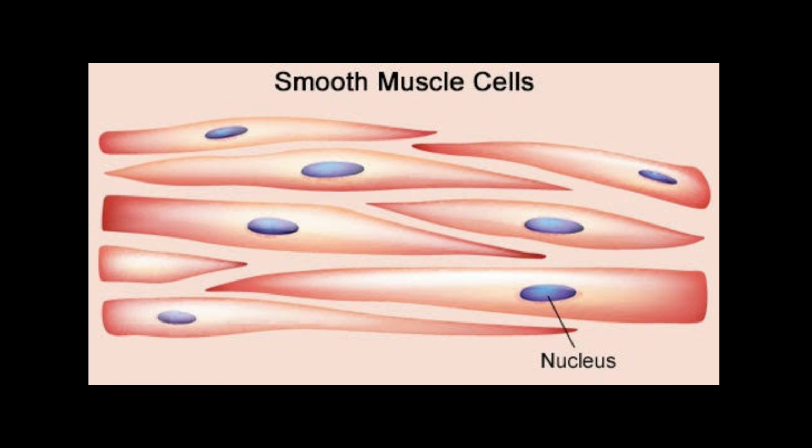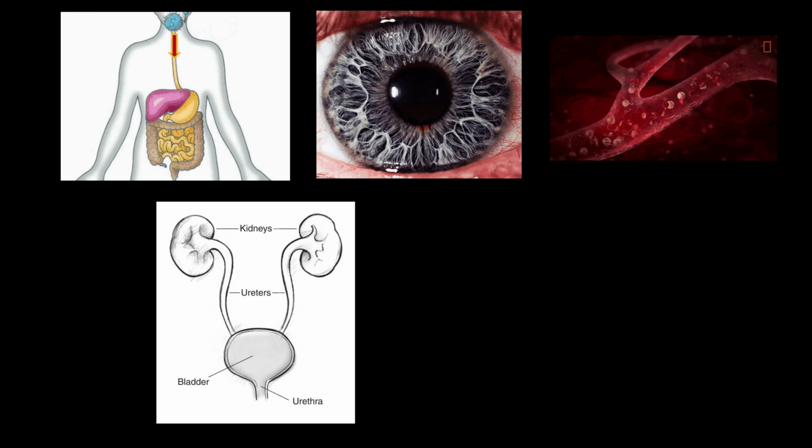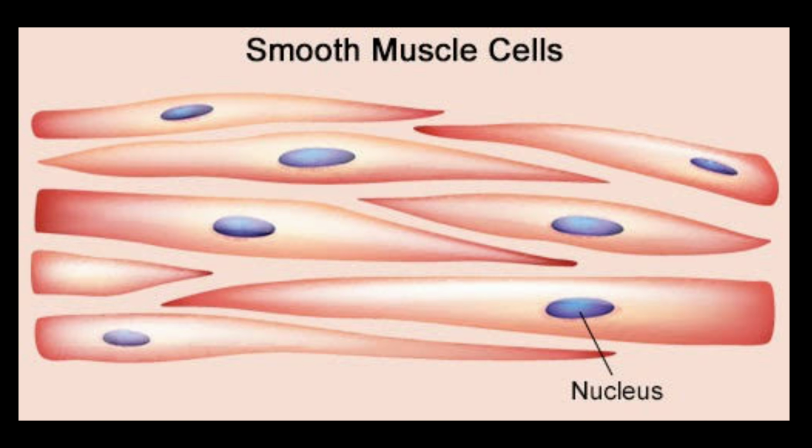Where do we find these unstriated muscles? These are found in alimentary canal, that is digestive system, iris of the eye, blood vessels, urinary bladder, uterus. Hence these unstriated muscles are also called smooth muscles.